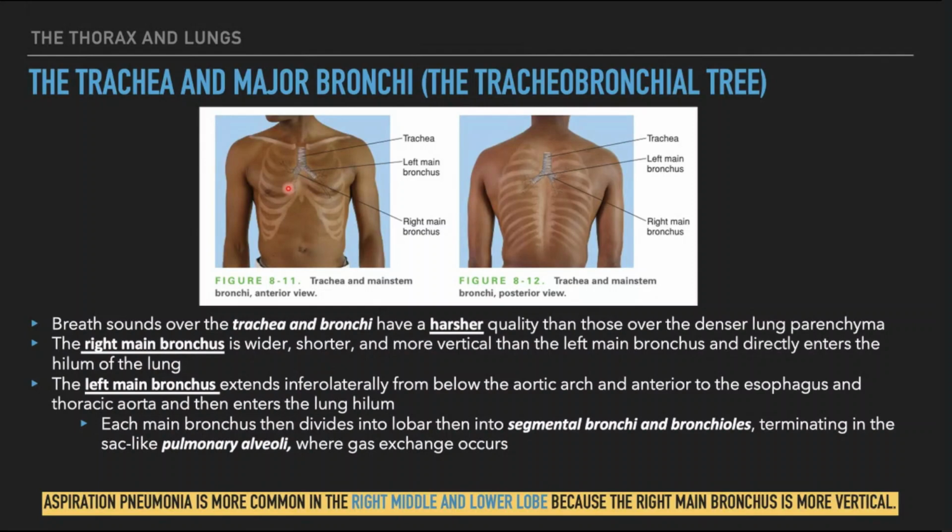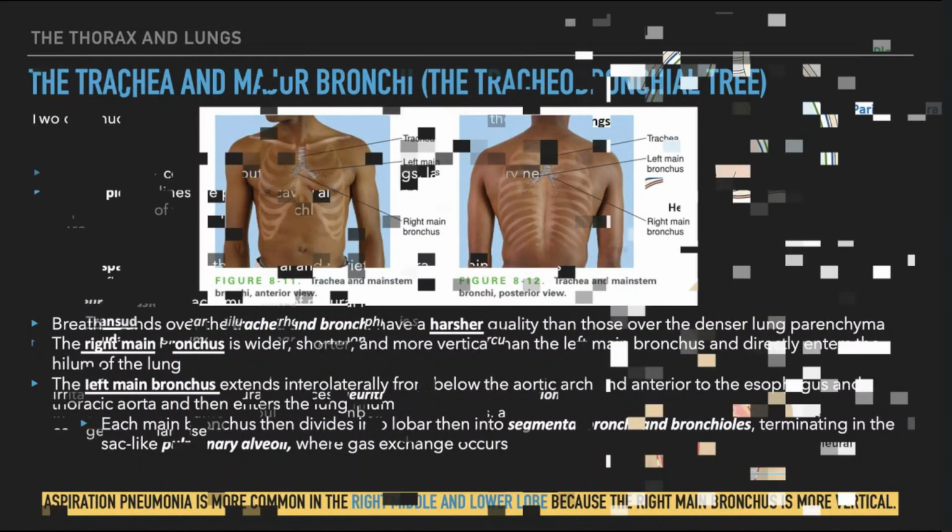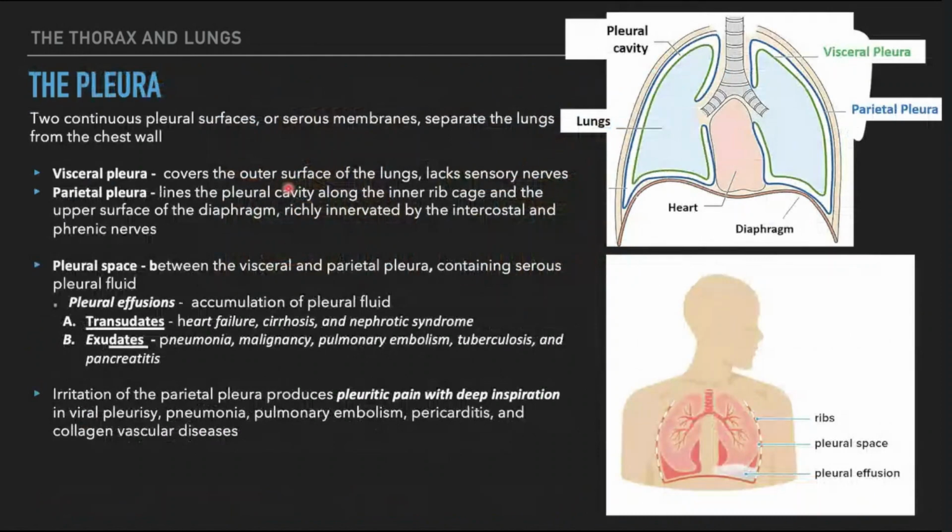The particles that are aspirated by the patient tend to enter into the right middle and lower lobe more than the left side. So for the pleura, there are two continuous pleural surfaces or serous membranes that separate the lungs from the chest wall.